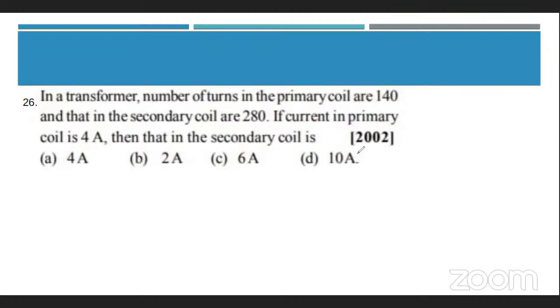So this is basically an idea of the magnetism chapter which we are covering here. Further, we'll have a session. The next session will be on modern physics.